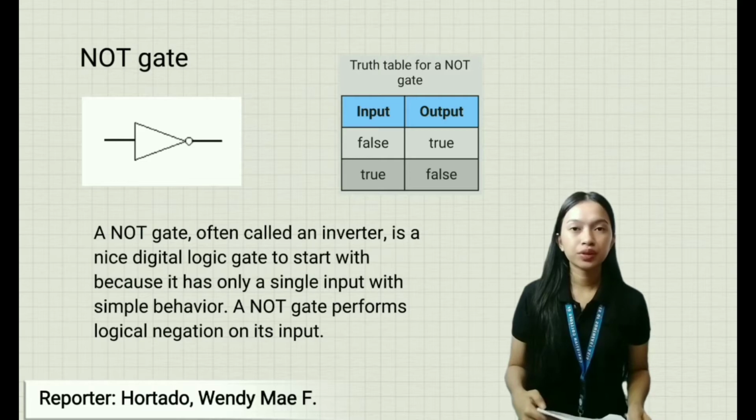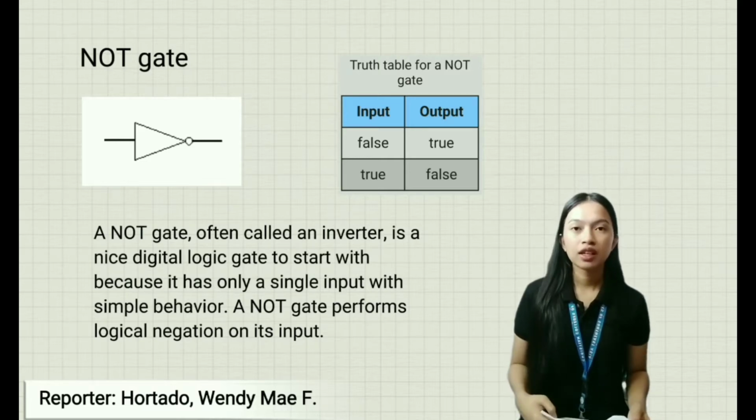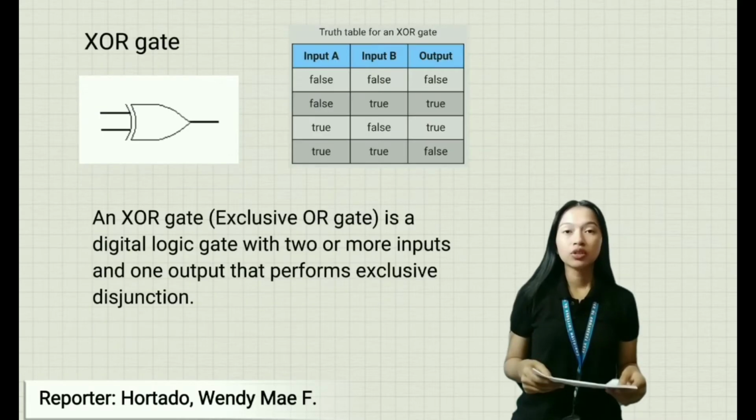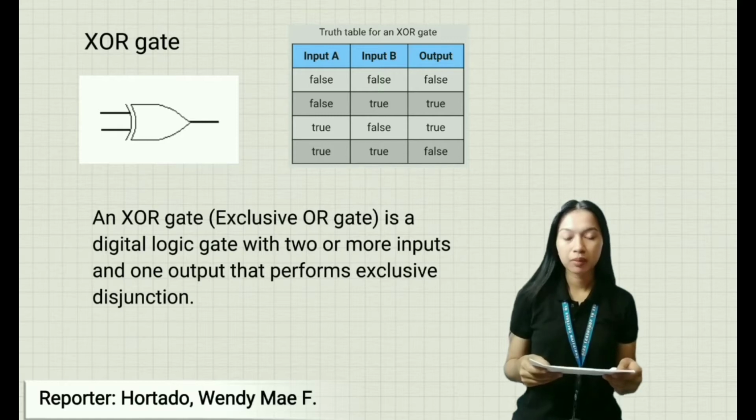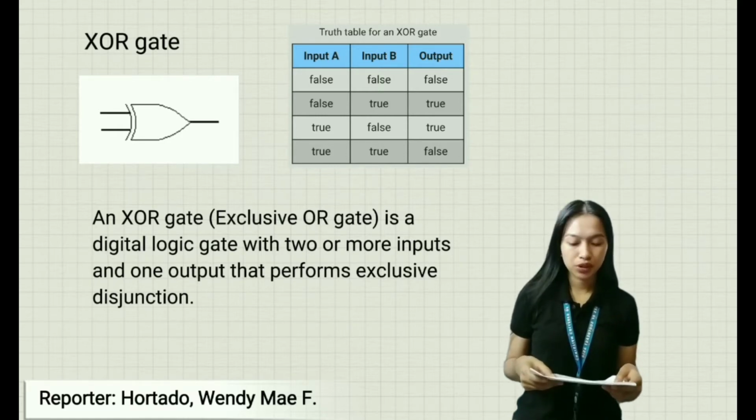A NOT gate is also known as an inverter, a simple logic gate with a single input and output. To identify an XOR gate, the output of it is true only when exactly one of its inputs is true. If both inputs are false or true, then the output of the XOR gate is false.